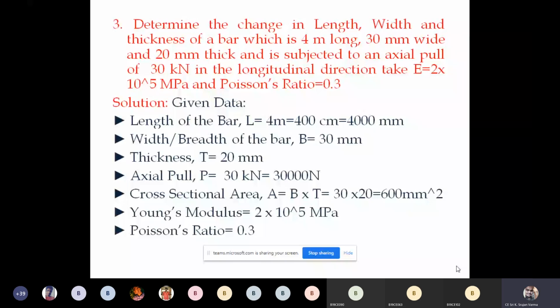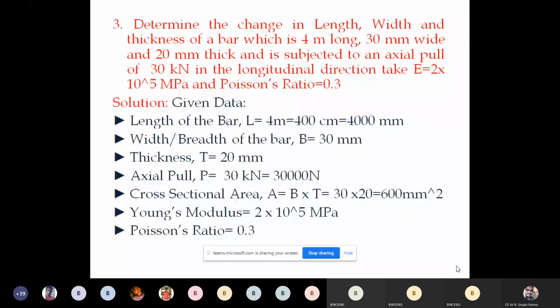Which type of section is it? A 3-dimensional object which is having a length, width and thickness. It can be a prismoid or a cuboid. It's not a cuboid actually. It can be taken as a rectangular cross-sectional area which is having a length of 4 meter. And this bar is subjected to an axial pull. Axial pull means you're pulling it outward along the axis. Along the direction of the 4 meter length, you are applying the load.